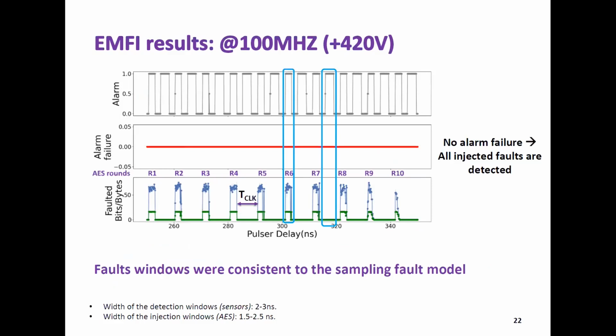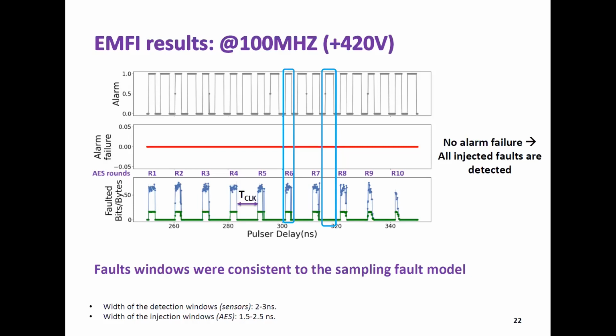In the gray curve, we see consecutive detection windows where one of the 16 sensors is triggered. And the blue and the green lines are faulted bits and bytes injected in the AES calculation block. We see that we obtained consecutive injection windows corresponding with the AES rounds calculation, with periodic injection windows obtained. This is consistent with the sampling fault model, where the detection windows and injection windows are precisely the position of the clock rising edge, and the next one corresponds to the clock falling edge, which respects what is mentioned in the state of the art of this sensor.